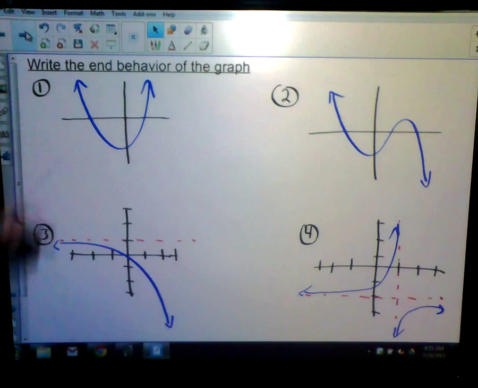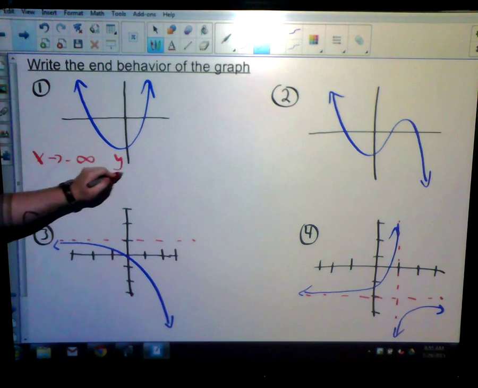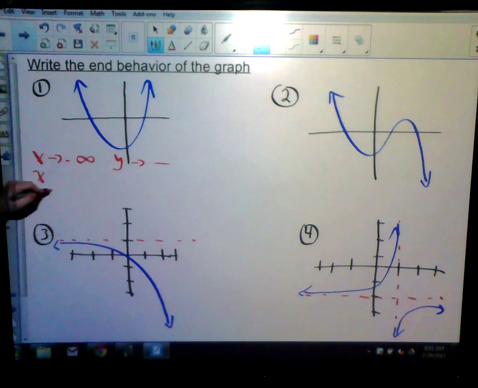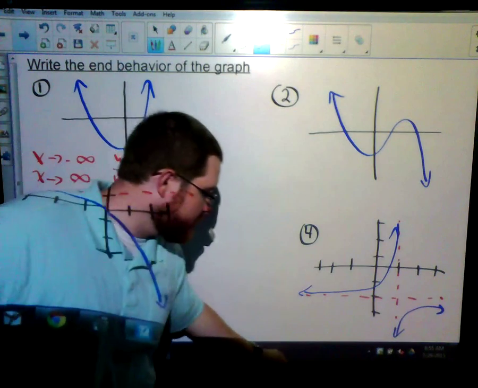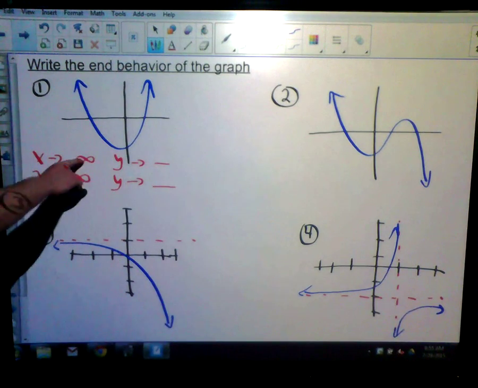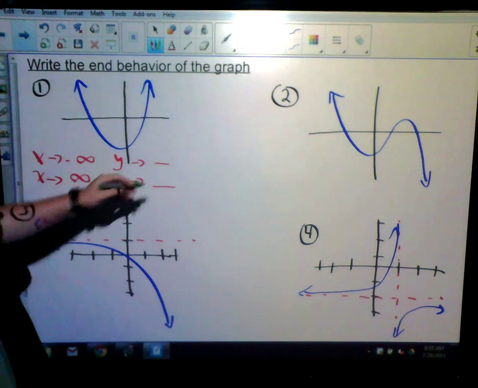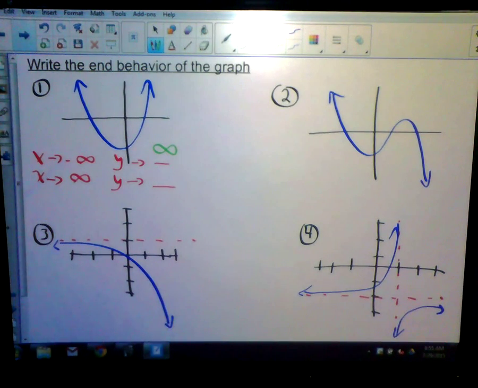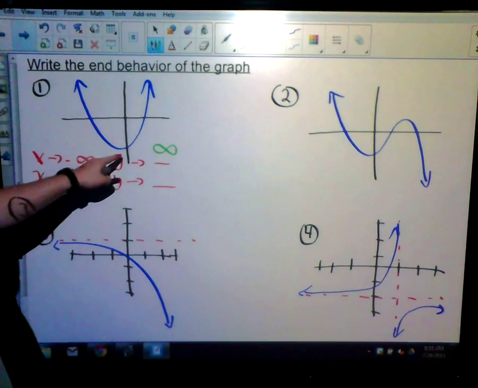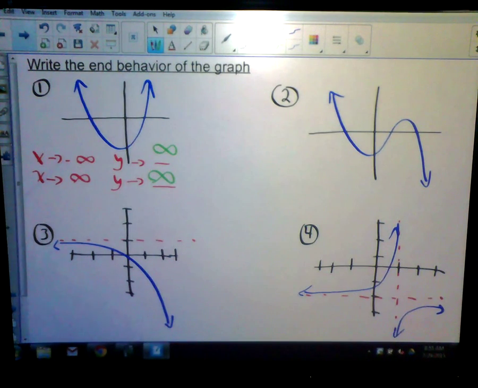Let's try one. Okay? Let's start off with the same thing every time. As x goes to negative infinity, y goes to blank, and as x goes to positive infinity, y goes to blank. Now let's fill in the blanks. As x goes to negative infinity means left. What's the left side of the graph doing? It's going up. How far? Forever. As x goes to positive infinity means right. What's the right side of the graph doing? Going up forever. So there's your end behaviors.